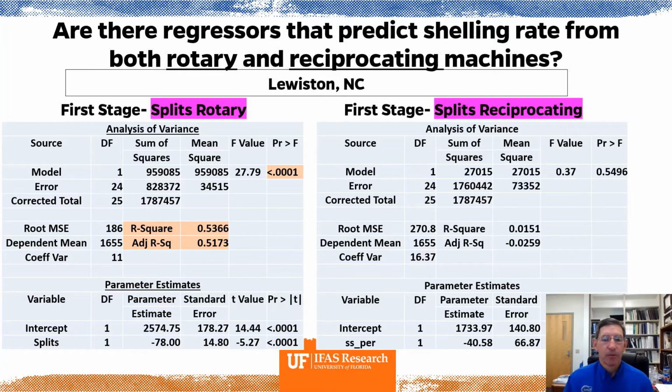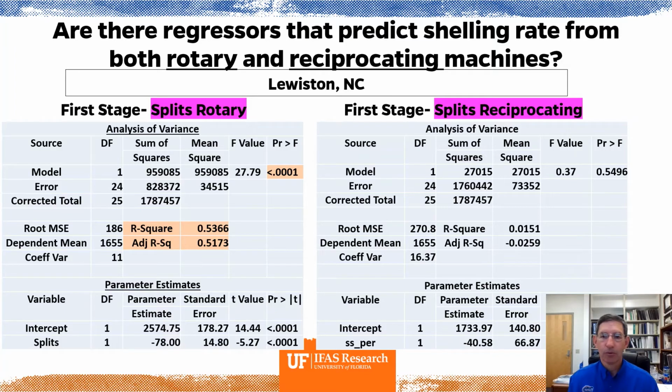So this is an example of the regression analysis that we did, and this was from Lewiston, North Carolina. The splits from the rotary sheller and the splits from the reciprocating sheller were used to try to predict the first stage shelling rate in this case. And we see that in the case of the rotary sheller, there was quite a good relationship between the splits that were generated and the rate at which the sample shells. It's a negative relationship. Basically, the longer the seed pods were in the sheller, the more splits were generated. It sort of makes sense that the longer it's in there, the more splits it's going to generate.